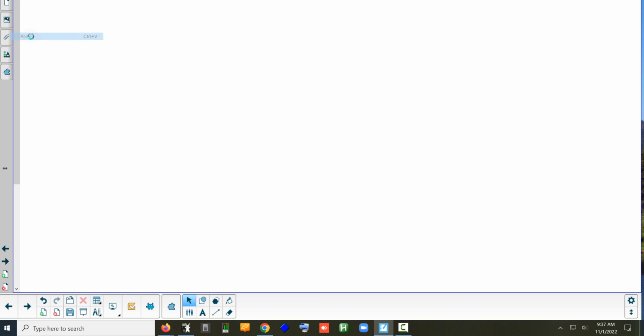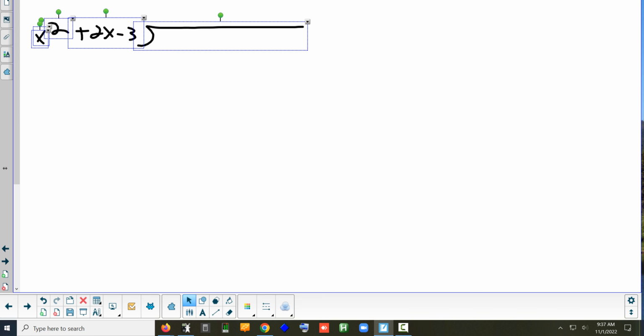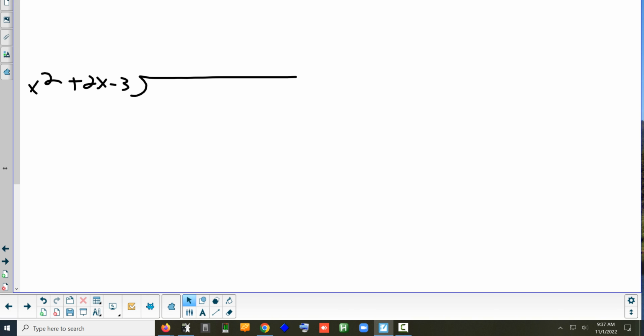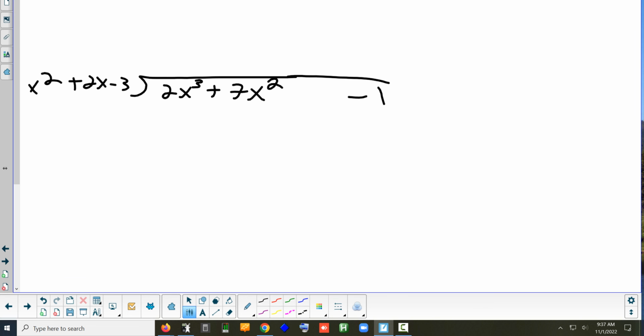Paste it. Okay, and can somebody tell me what's the rest of it that goes underneath? I have 2x to the third plus 7x to the second. 2x to the third, 7x to the second, minus 1. Okay. Oh, minus 4? Okay. So because we don't have an x term in there, we need to put the 0 in for that.